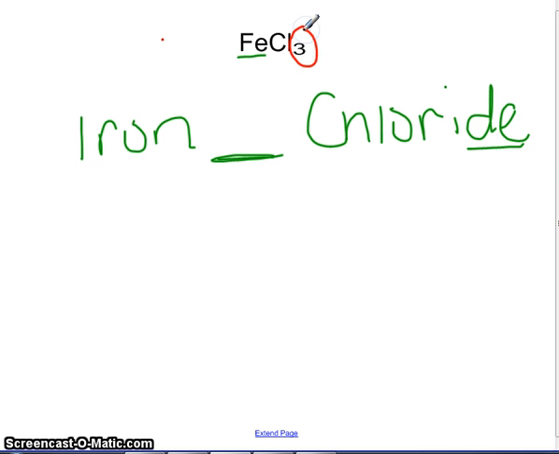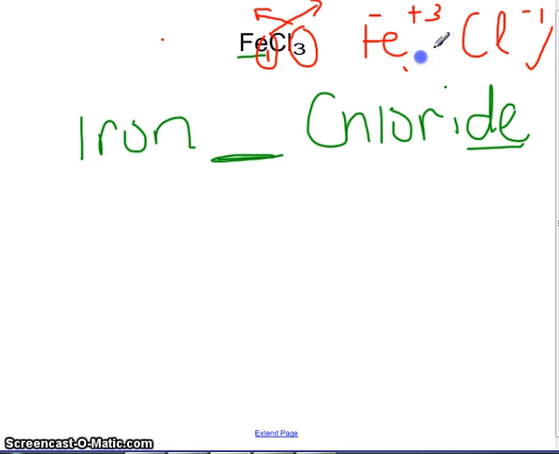So this 3 is going to go up this way. If there's no number here, that means it's a 1. That is going to go up this way. So then what we have is Fe plus 3, because the first one is always positive, and Cl minus 1. Now we can check chlorine because it's not a transition metal. So if chlorine is correct, which it is, then iron must be correct. So this compound name is going to be iron 3 chloride.